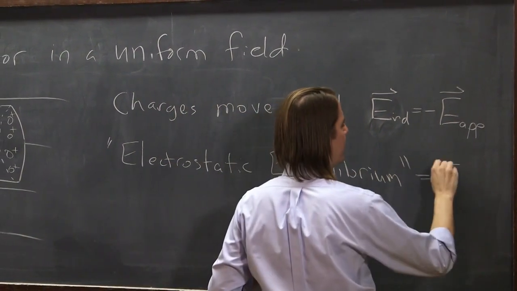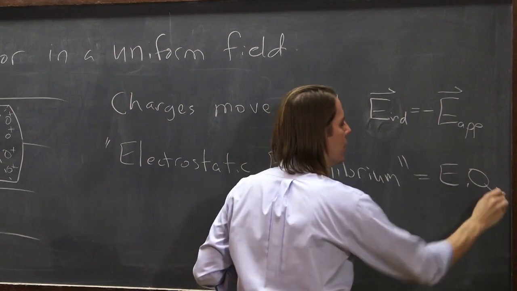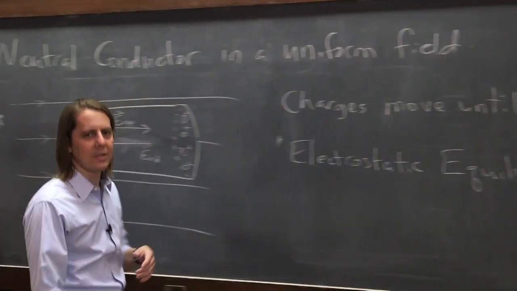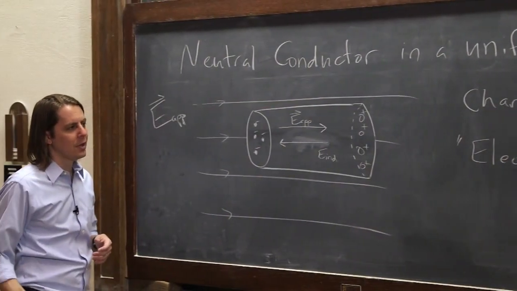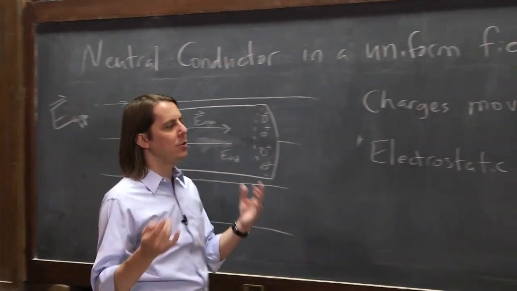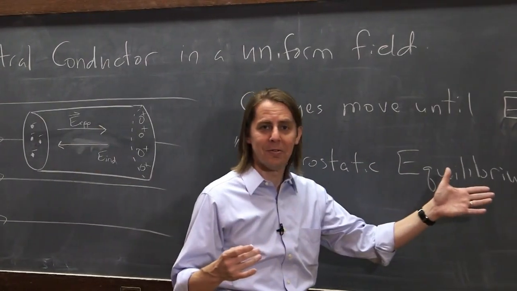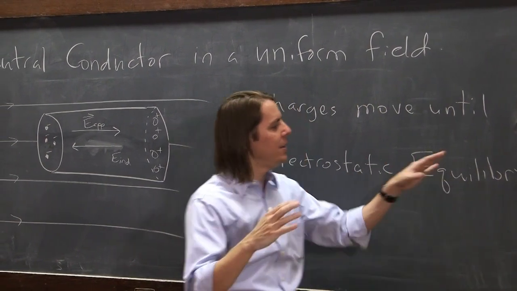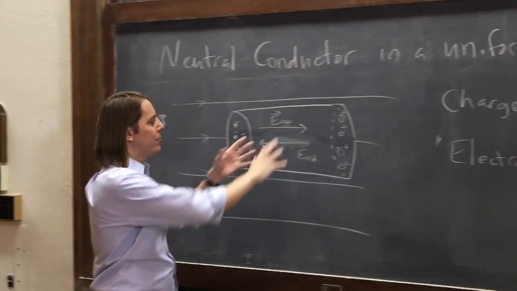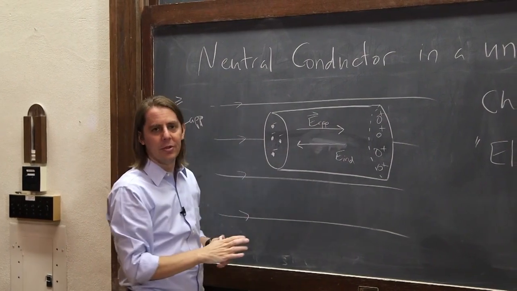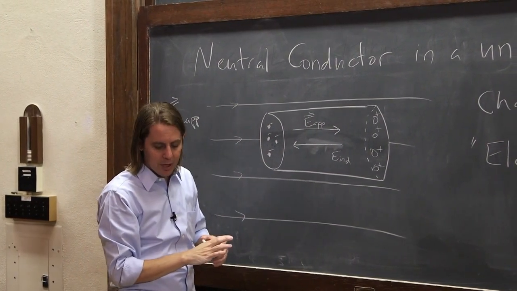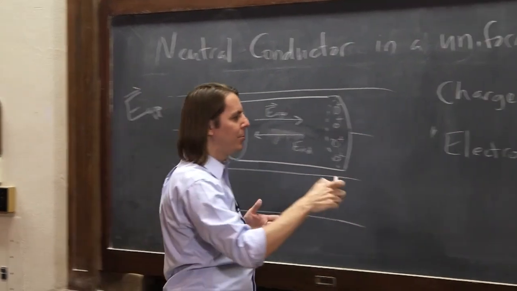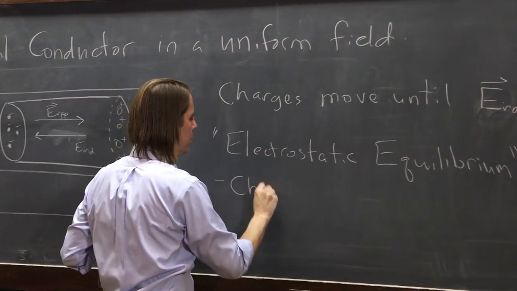Or I'm just going to write it EQ, because I get tired of writing electrostatic equilibrium over and over on the board. It's similar to the mechanical equilibria you learned about, right? When all the forces are zero and everything is still, that was mechanical equilibrium. Here, it's electrostatic equilibrium. The electric field is zero and all the charges are still. Same idea. Okay? So when you're at electrostatic equilibrium, the charges don't move.